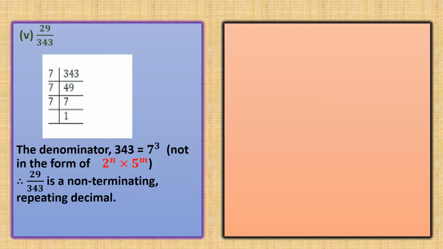So your next problem will be like this. Here the denominator is 343. We did the prime factorization for 343, but it is in the form of 7 power. So 7 is not a friend of 2 and 5. So they will not enter. So it is not in the form of 2 power n into 5 power m. So it is a non-terminating repeating decimal. Okay, so let us go to the next problem, 23 by 2 power 3 into 5 power 2.